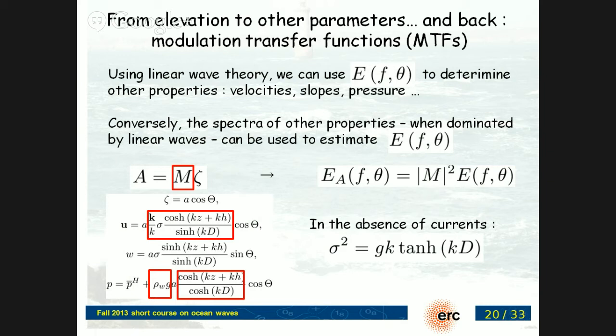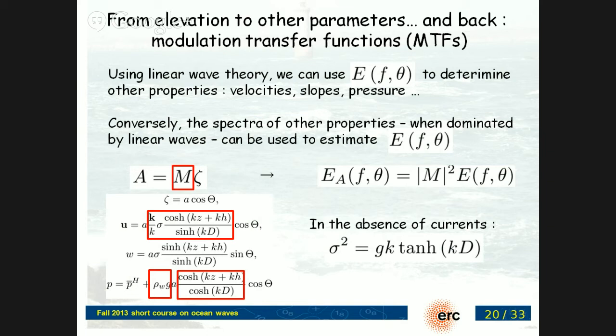And so this is just to show you that the spectrum of the waves is not just about the elevation, it's really the spectrum of the full motion of the waves, and then you can go from the surface elevation to the velocities or the pressure here, for example. And one thing here, this is the dispersion relation. If you don't have any currents, sigma squared is gk times tanh of kd, where d is the mean water depth. All right.